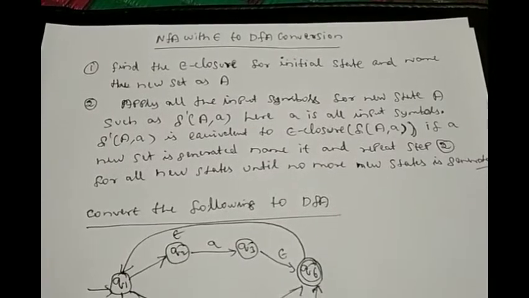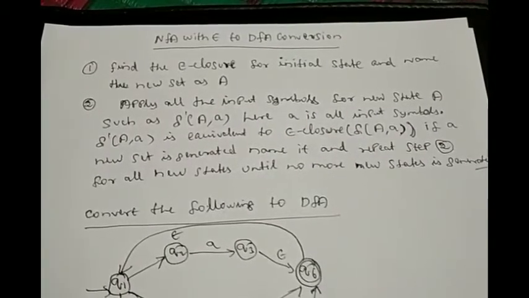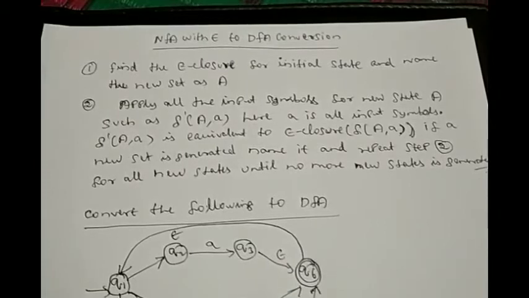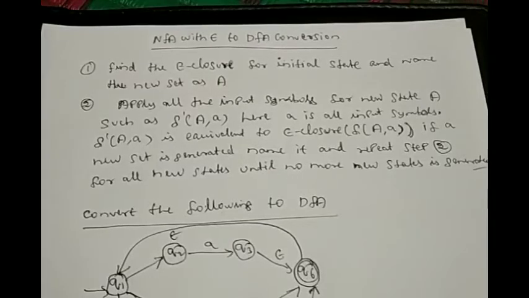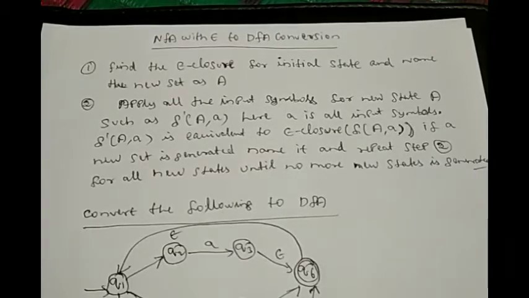Welcome to the video lecture series on theory of computation. In today's video lecture we'll be discussing the way of converting an NFA with epsilon to a DFA. An NFA diagram will be given and you are supposed to convert that to a DFA, and this is a very important problem. So we will just go through the procedure first.